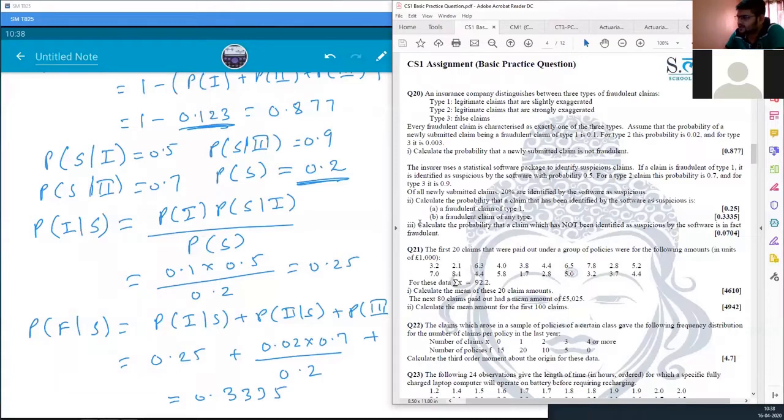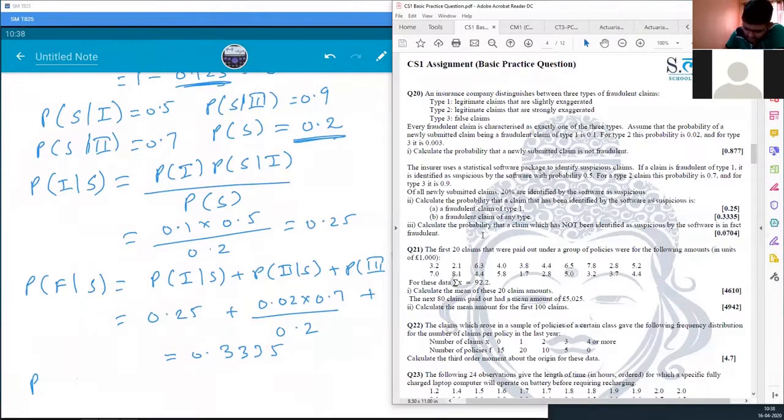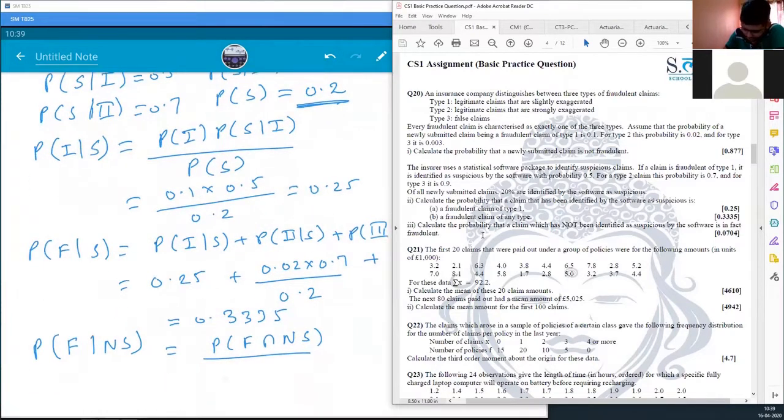Then the last part: calculate the probability that a claim which has not been identified as suspicious by the software is in fact fraudulent. So we need to find the probability that a claim not identified as suspicious is in fact fraudulent. So we'll have the probability of F intersection NS over the probability of NS.